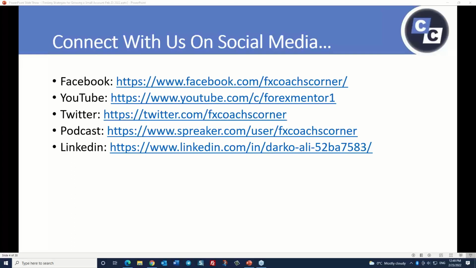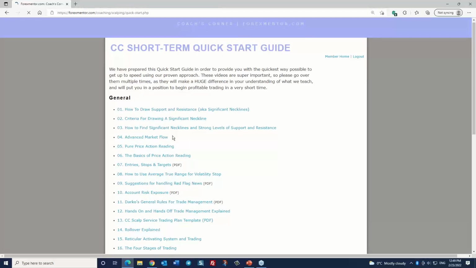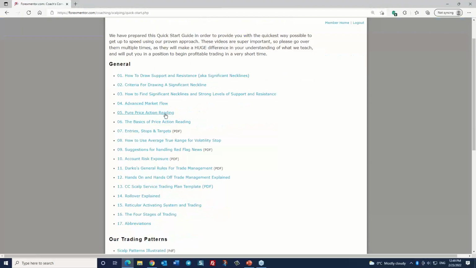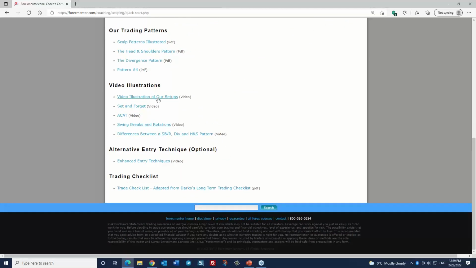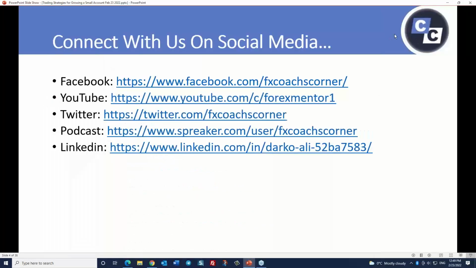What would be your approach to learn swing breaks and rotations? My approach, it's all explained in our new member quick start guide. Here, let me show you that. If I go to our short-term trading members area, and then to the new member quick start guide, down on the video illustrations there's swing breaks and rotations, a whole video on it right here. So you can learn about it there. Everything's there, okay? So that's what my approach would be.